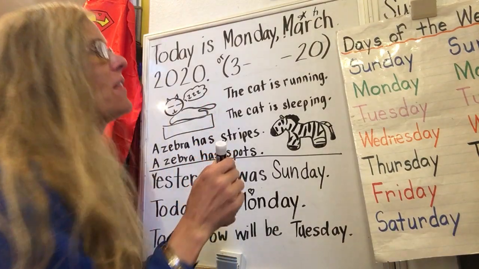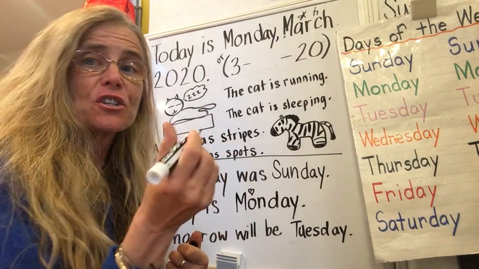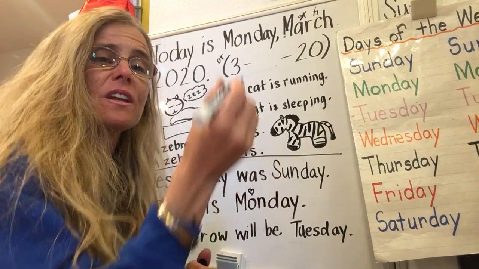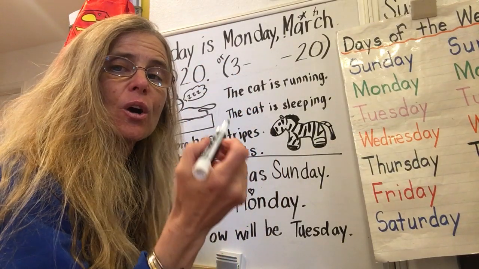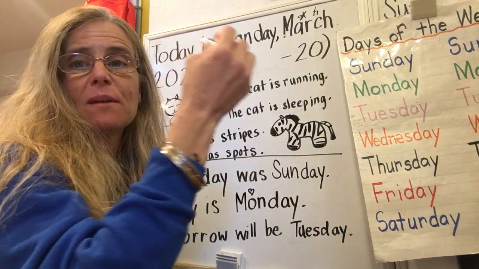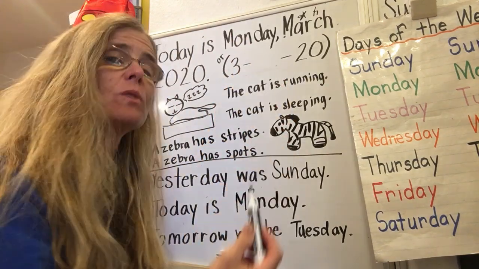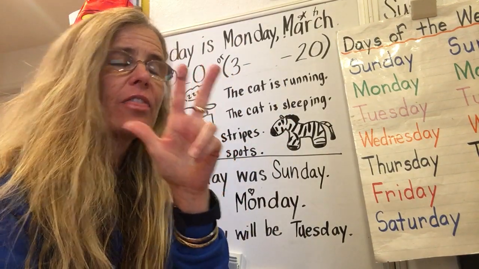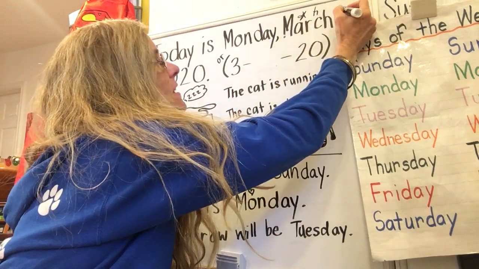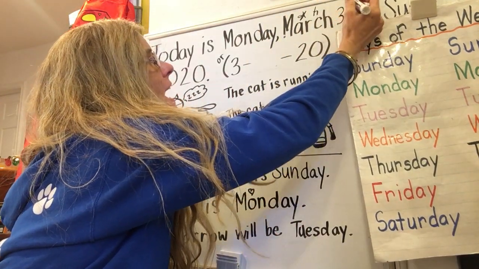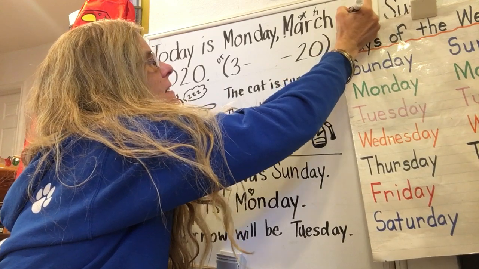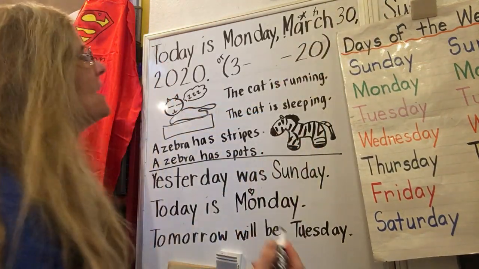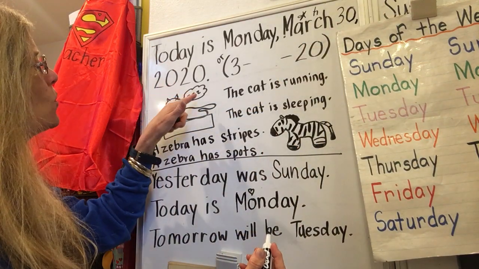But it's still the third month. And yesterday was 29, so the 9 rolls back to a 0, and the 2 rolls up to the next digit in the count sequence, which is 2 goes to a 3. So I put a 3 in the tens place. I put a 0 in the ones place. 30, then a comma, and it's still 2020.